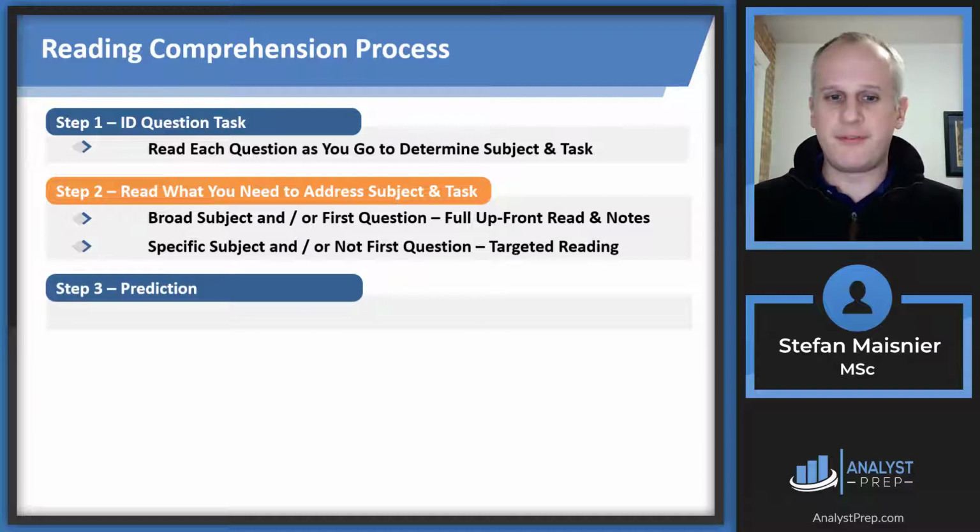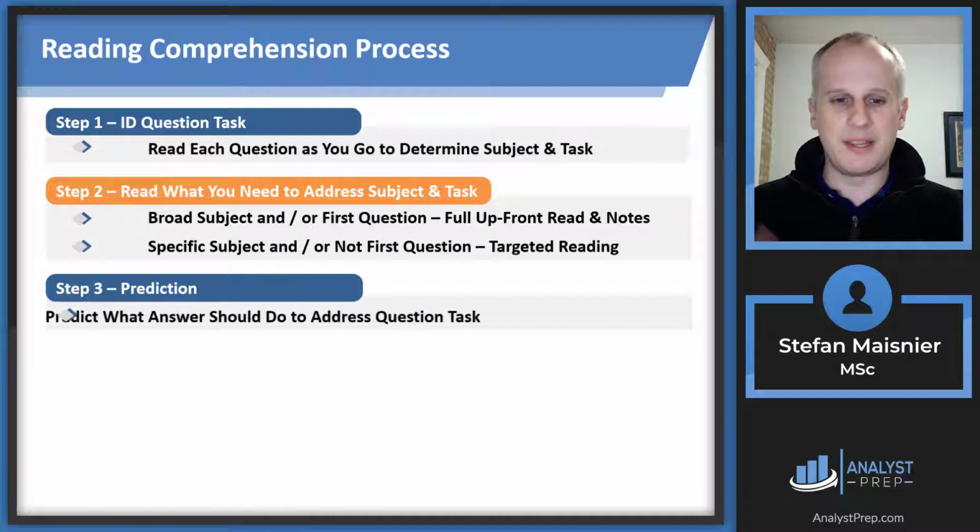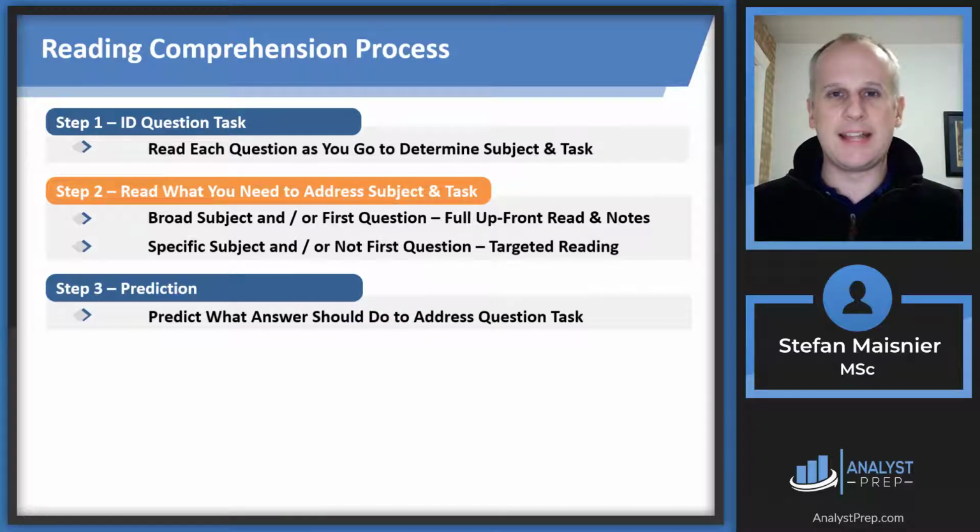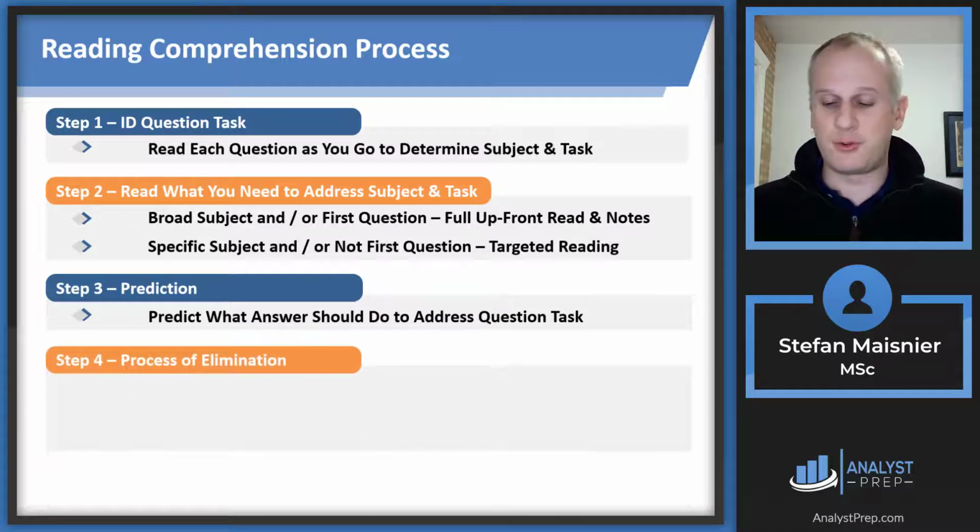And then step 3, of course, is going to be to make a prediction on your own so as to avoid being tricked by those intentionally convoluted and appealing answer choices that may include things like recycled language or terms that you recall or are hoping to prey on your own implicit biases. And you'll do that by just predicting what the answer should do to address whatever the question task wanted you to find from the passage. And then, of course, is going to be process of elimination as the final step.